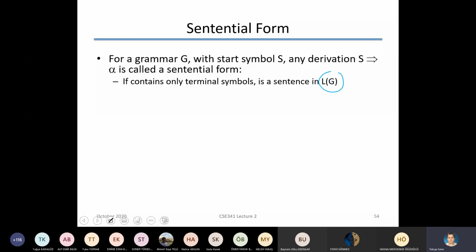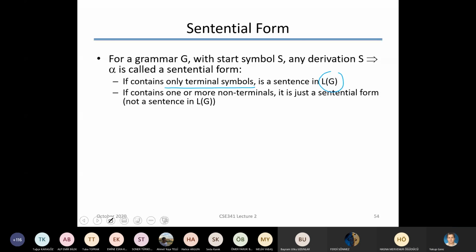So if this sentential form has only terminal symbols, then it is a sentence. It's an instance of that language. If it contains at least one non-terminal, it is just a sentential form, not a sentence of L of G. It's an intermediate form. You can say this is an intermediate form.